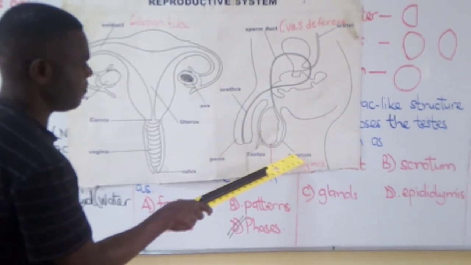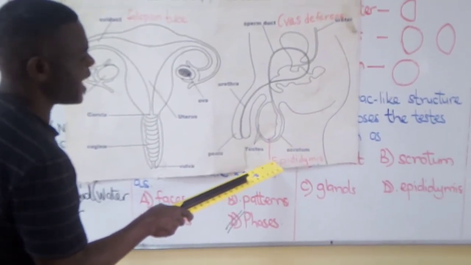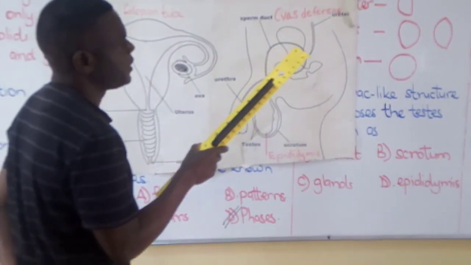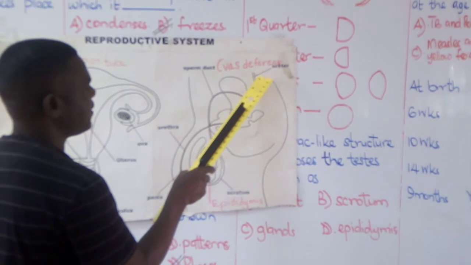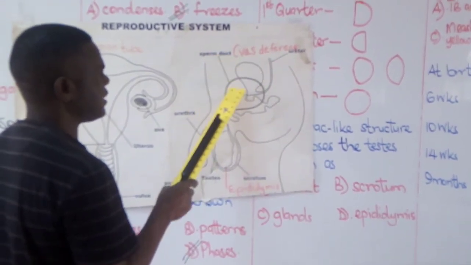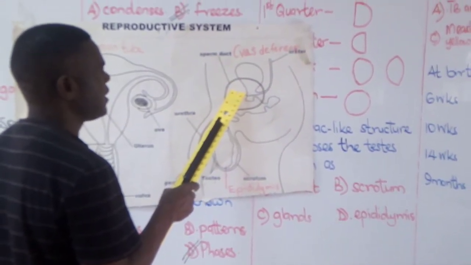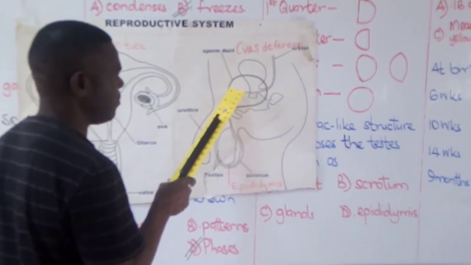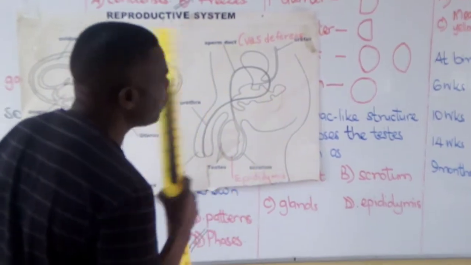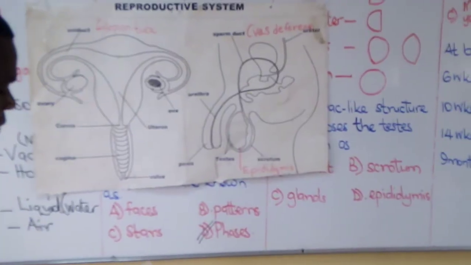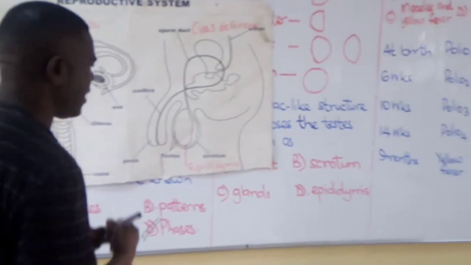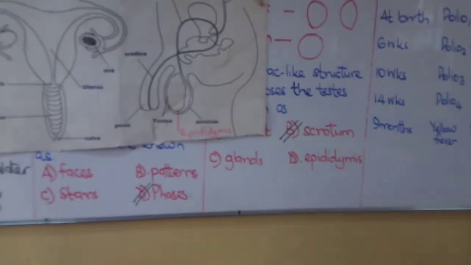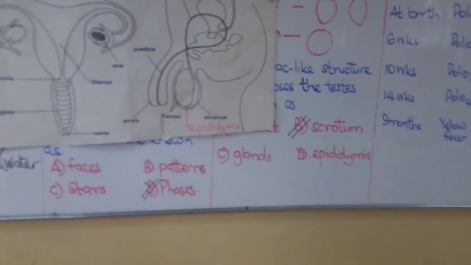That's the scrotum. Then you've got the epididymis, where the storage is. Now, there's the ureter there, and the sperm duct is there. It's also called vas deferens, the sperm duct. Now, having known this, this gives us the answer directly as the scrotum. I hope you have understood, boys and girls.